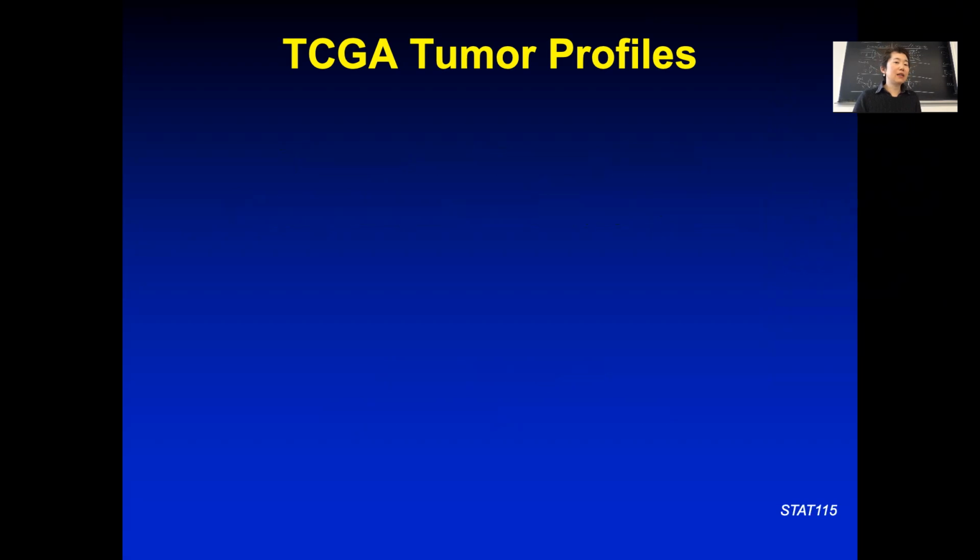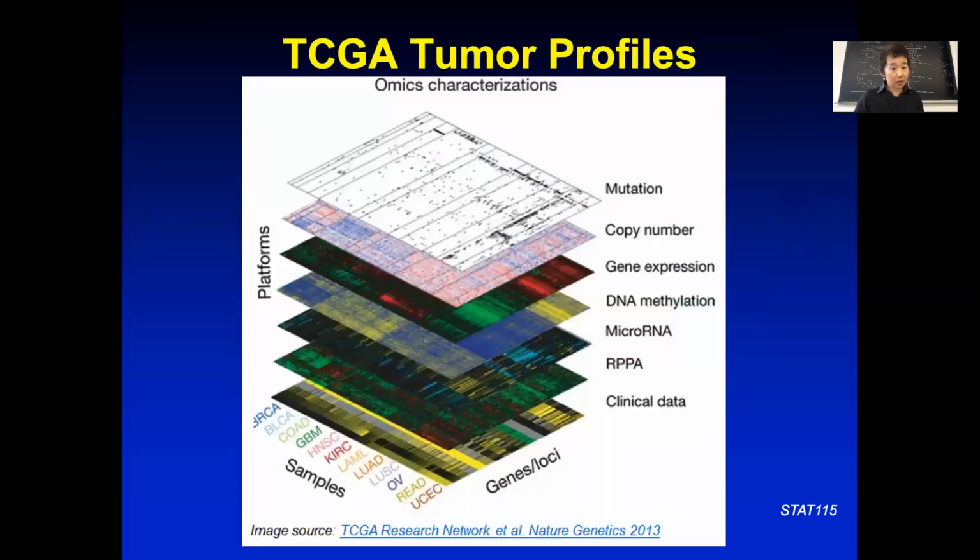The National Cancer Institute of the US started this TCGA project about 10 years ago. By this time, they have profiled 33 different cancer types, 10,000 cancers. And they use a number of different profiling techniques. Initially, they were using arrays. Recently, moving more and more into sequencing.